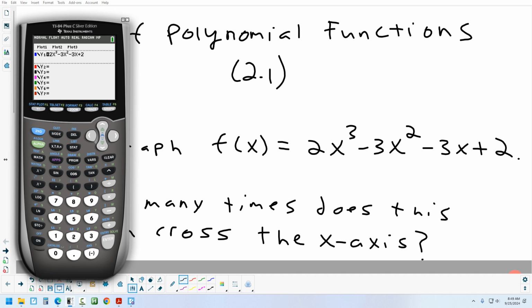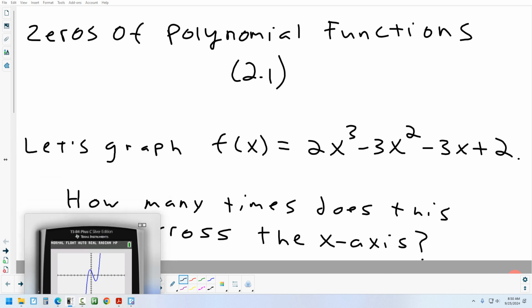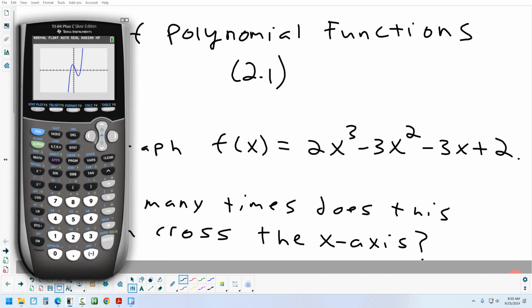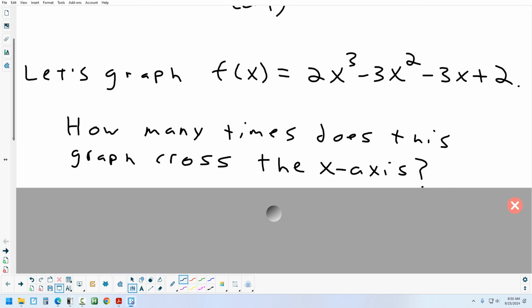Okay, when we graph it, what's the zoom that we generally start with, and then we work from there? Yep, so we're going to do zoom 6, and that window's fine. That's a good window. It shows what it should look like. And now we can answer the question, how many times does that graph cross the x-axis? 3. Yep, it crosses 3 times.